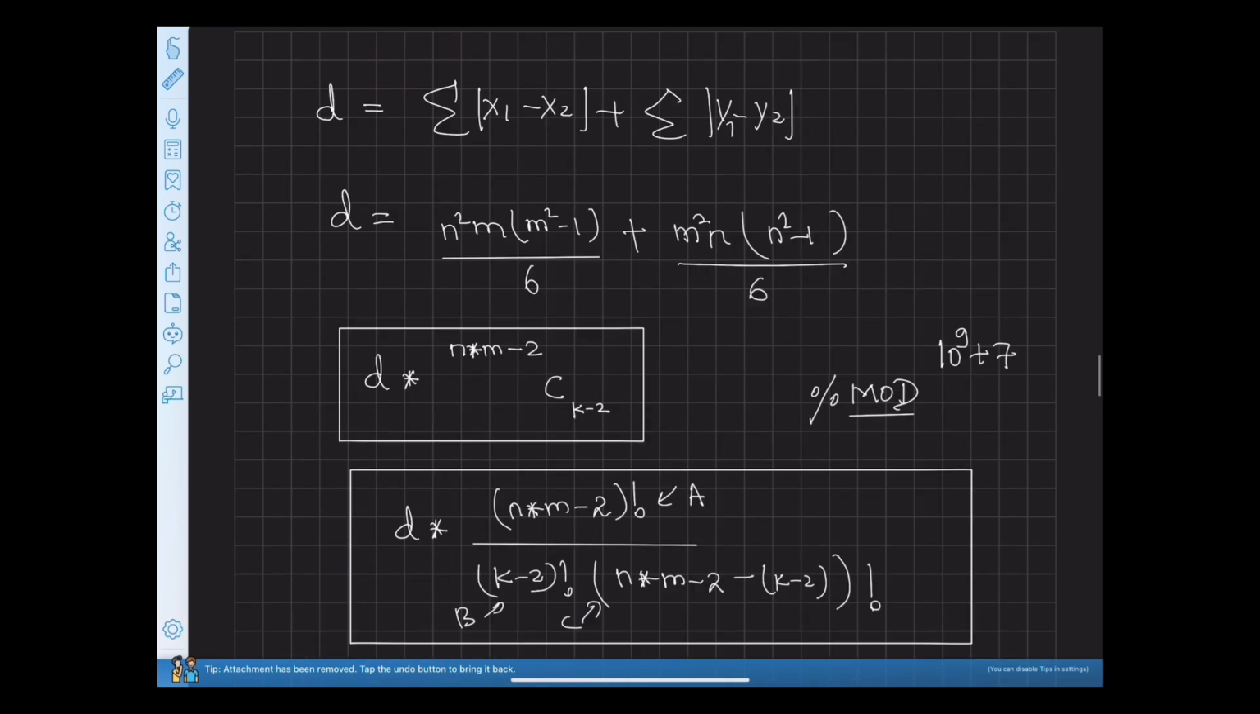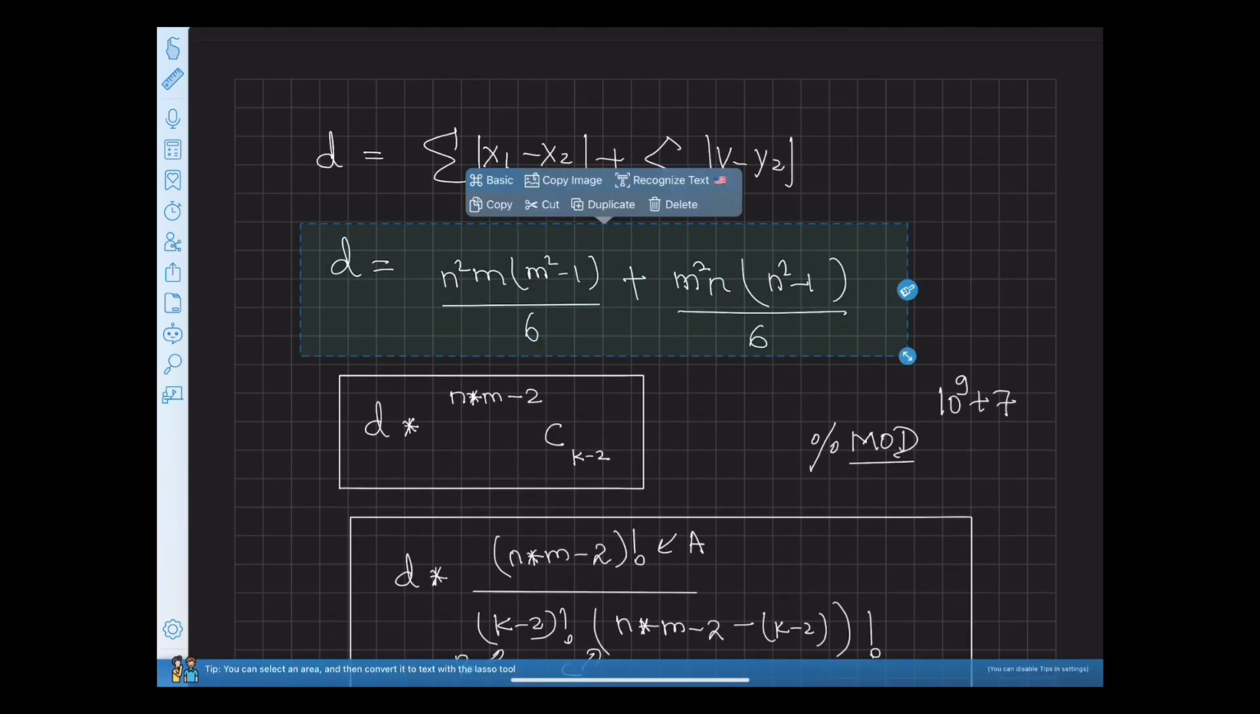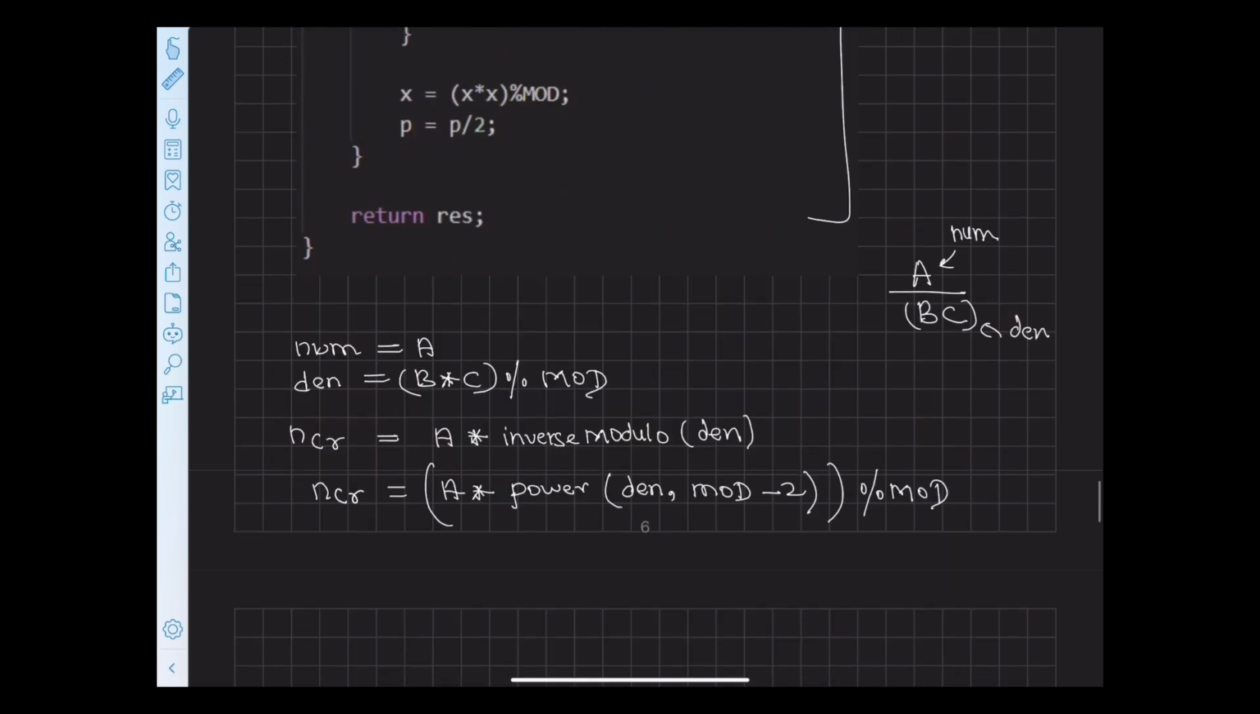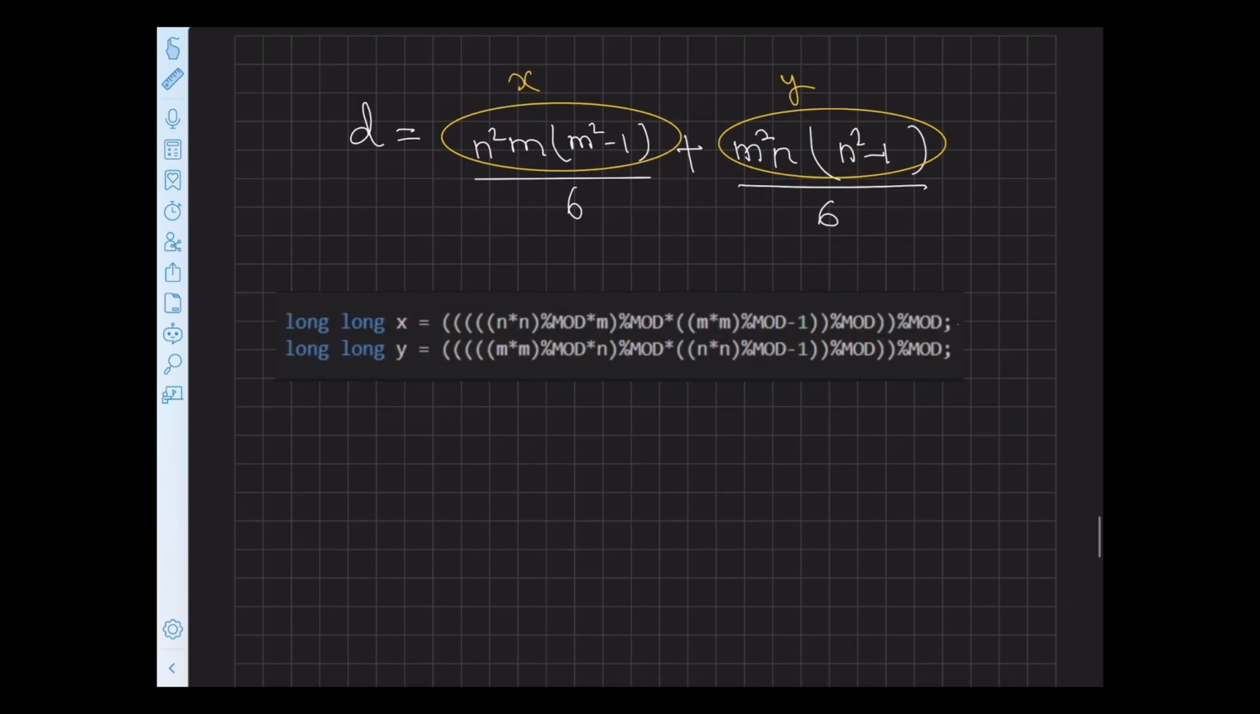So what was our d value? The value of d was this. Yeah, so let's copy it over here. Okay, I'm gonna call this x and I'm gonna call this y. Fine, so this is my x and y.